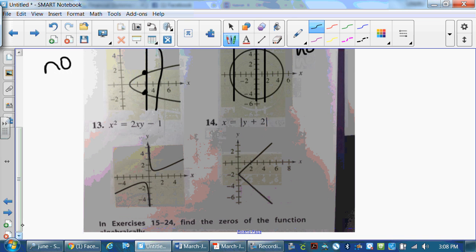Let's scroll down to 13. What do we think about 13? 13 is, I know it almost looks like it would hit it twice, but this is getting closer and closer and closer to this y-axis. So 13 is a yes, and 14 is a no.